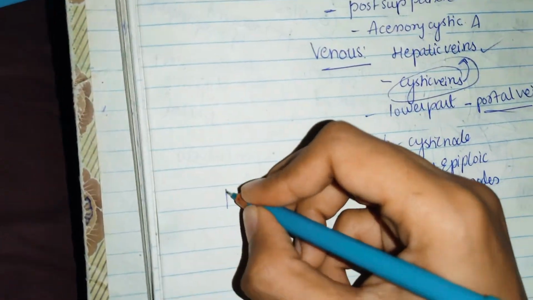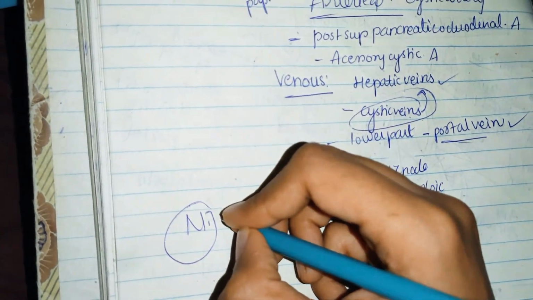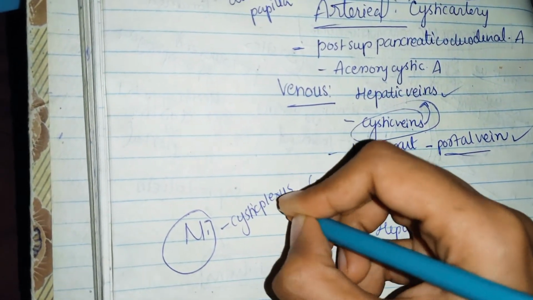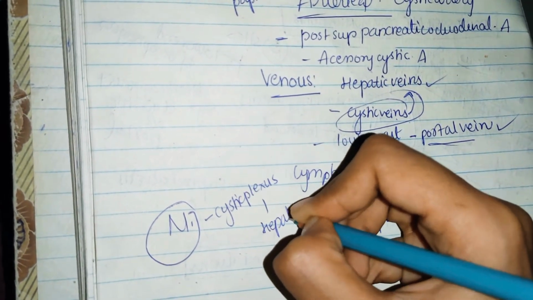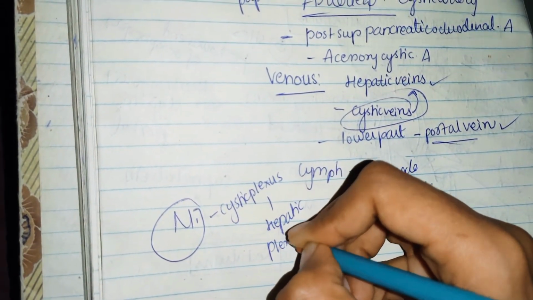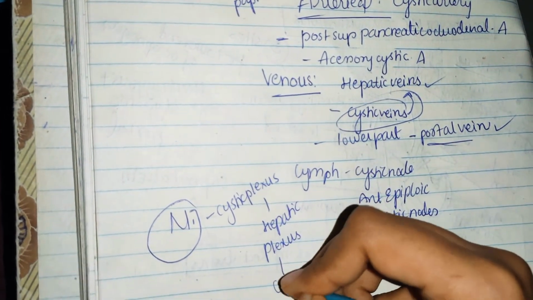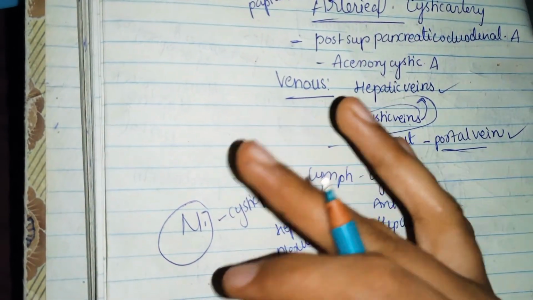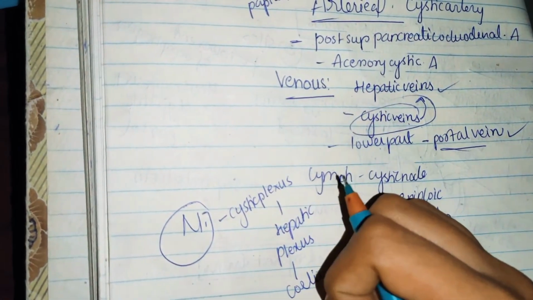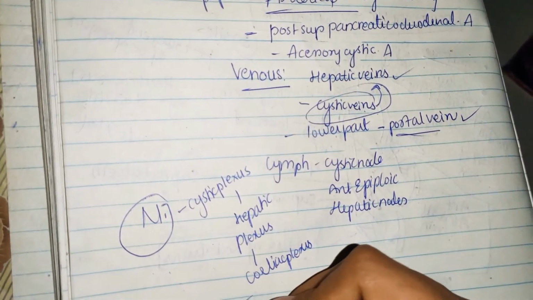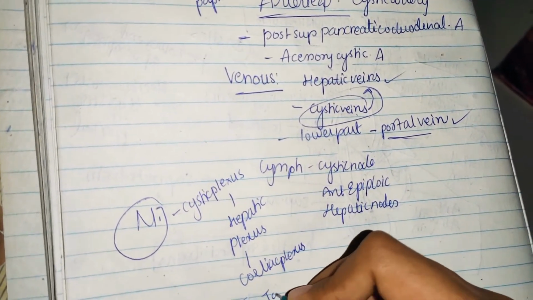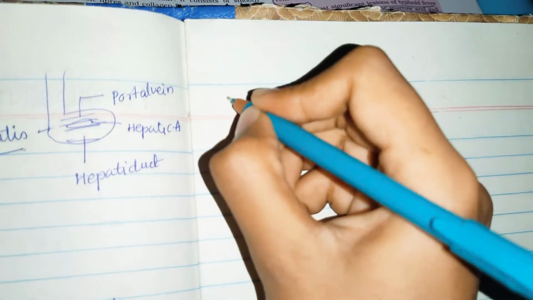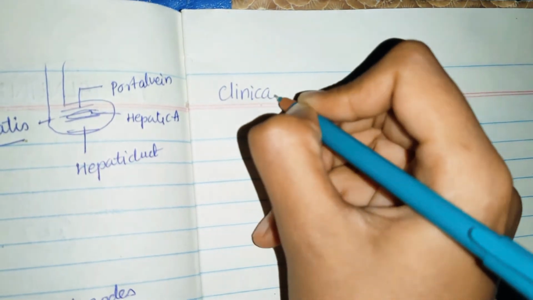And next, let us discuss the nerve supply. The nerve supply is by the cystic plexus of nerves, which is derived from the hepatic plexus, which is in turn from the celiac plexus. In the case of parasympathetic, it is by the right vagus and right phrenic nerve, and sympathetic fibers are T7 to T9. Okay, T7 to T9.